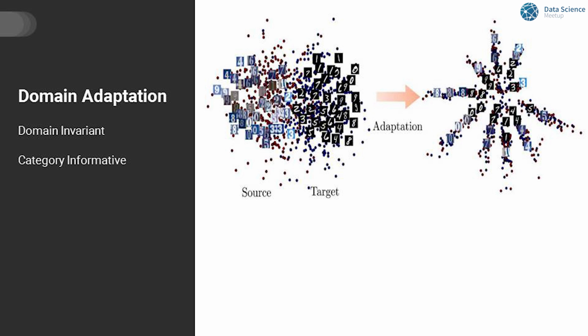So as you can see, this is MNIST. I hope it's visible. This is MNIST. And this is another data set called SVHN. So MNIST is very famous. It's handwritten digits.